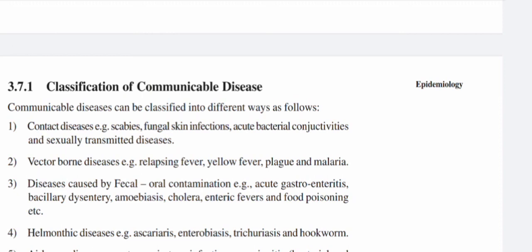Disease caused by fecal oral contamination. Acute gastroenteritis, bacillary dysentery, amoebiasis, cholera, enteric fever, and food poisoning, etc.